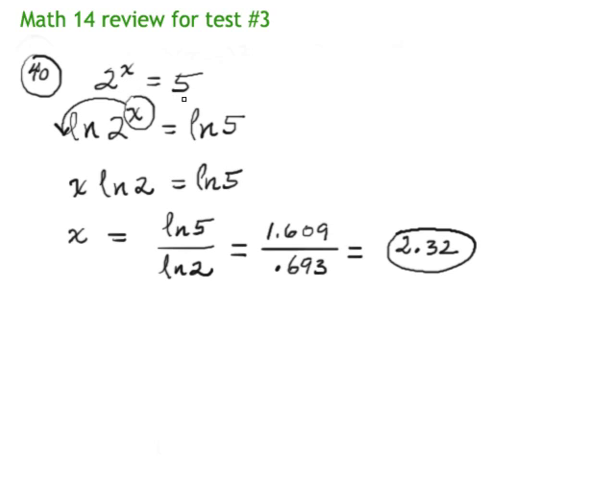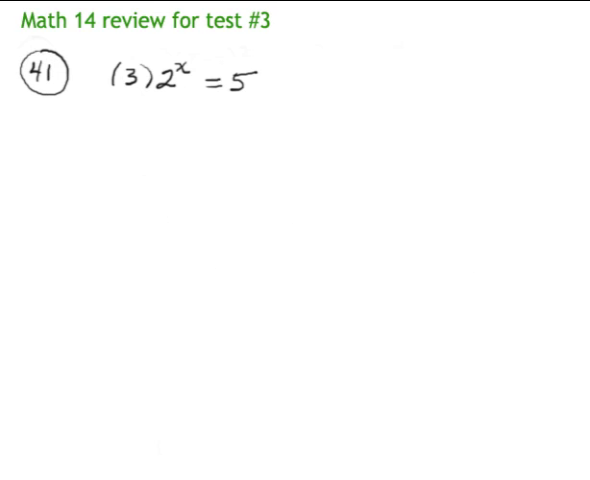And let me just say that that solution seems reasonable because I know that 2 to the exponent 2 is equal to 4. So I want something a little bit bigger than 2. I would expect that some number slightly bigger than 2 will give me 5. And that's what we have here.